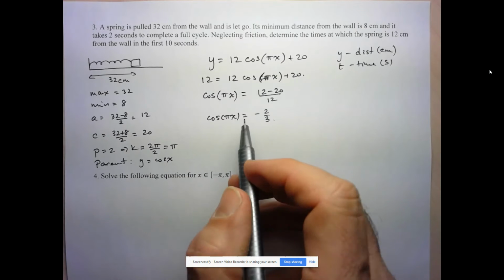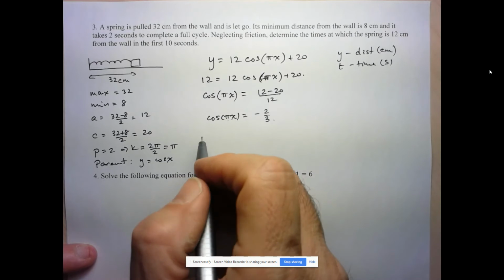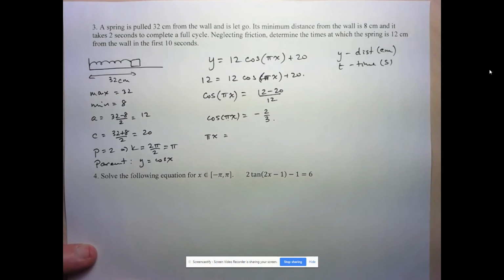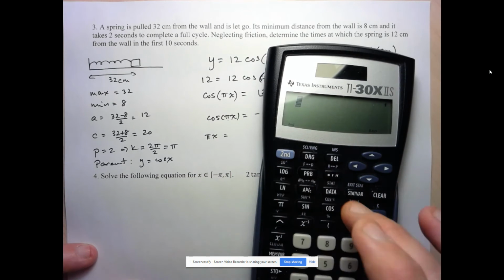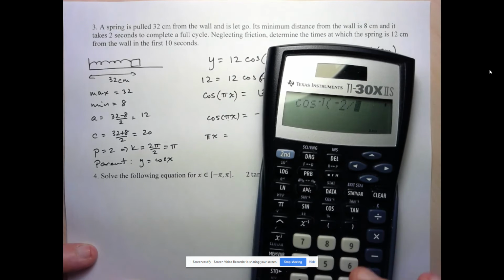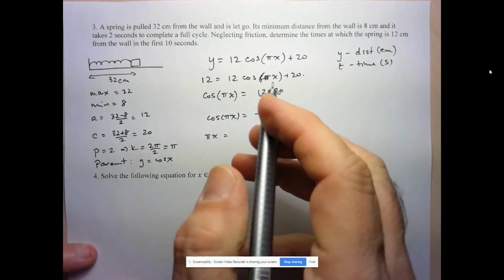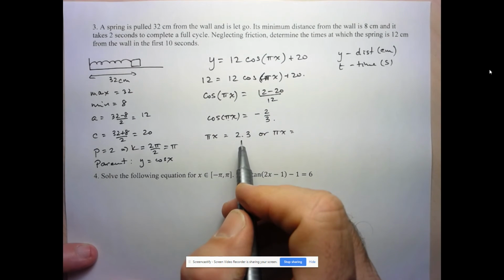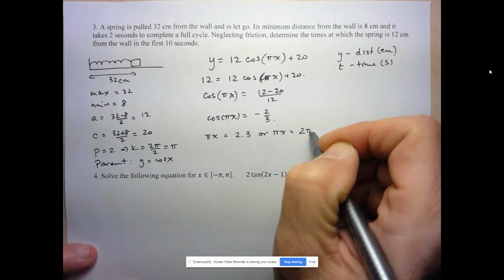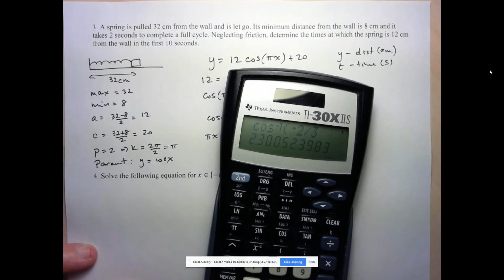Now that we have a single trigonometric expression equal to a number, I know I can find 2 answers for pi x, one using my inverse trig function. So let's get our calculator here. Inverse cosine of negative 2 over 3, that's 2.3. Or pi x can be equal to, again, using the related acute angle, 2 pi minus 2.3. So that's 2 pi, 6.28, minus 2.3, which gives us 3.98.